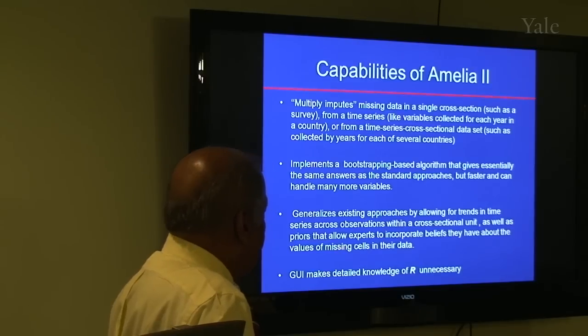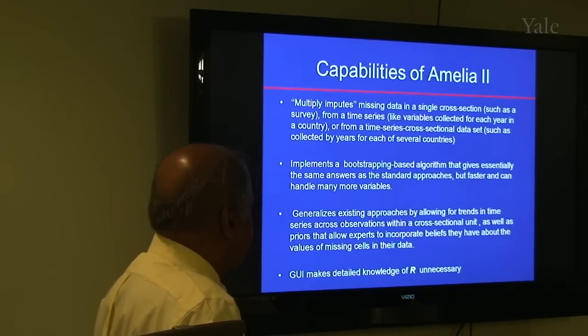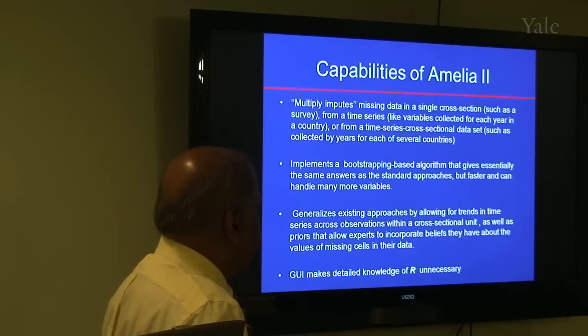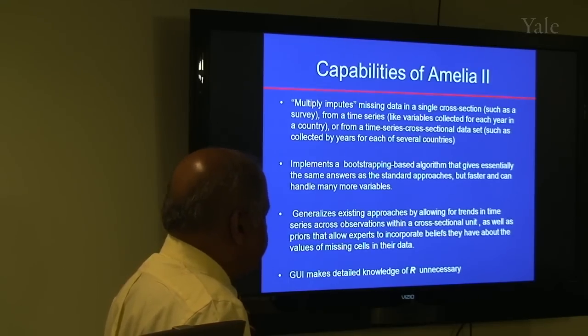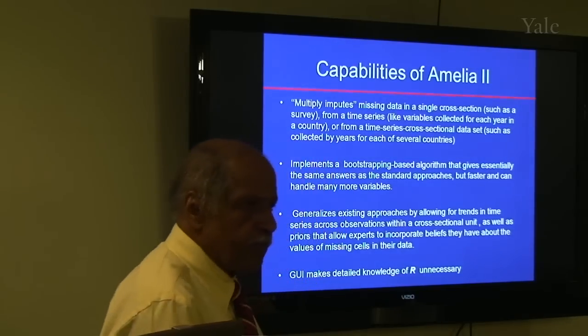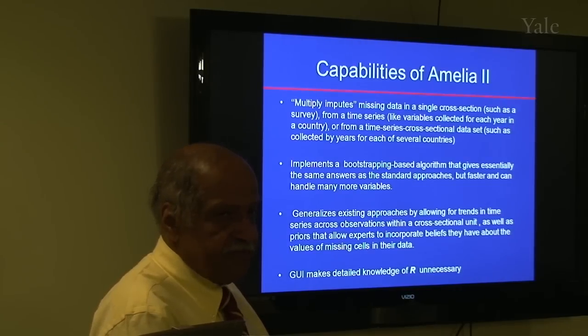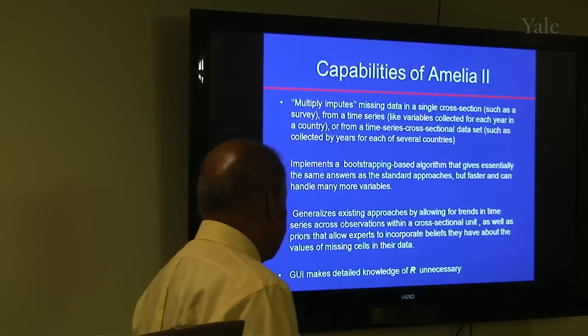That's how it works. As we've said, it can multiply impute missing data in a single cross-section, such as a survey, from time series like variables collected for each year in a country, or from time series cross-sectional data, such as collected by years for each of several countries. It implements a bootstrapping algorithm that gives essentially the same answers as the standard approach, but it's faster and can handle many more variables. It's basically faster than PROC MI in SAS, for those of you who've fought with that thing.